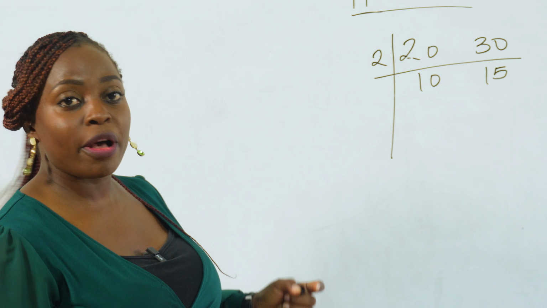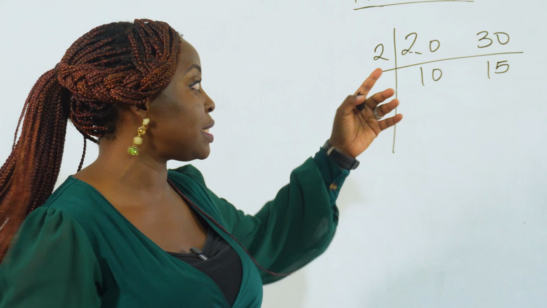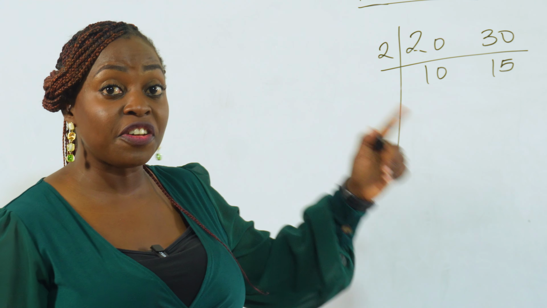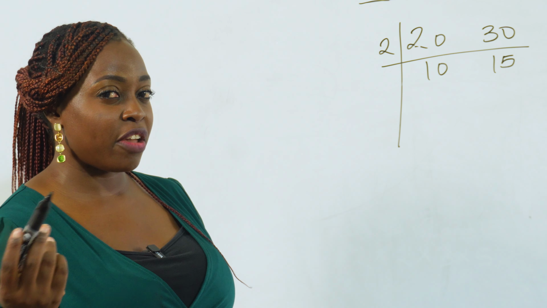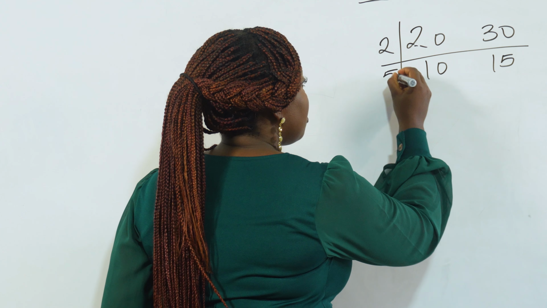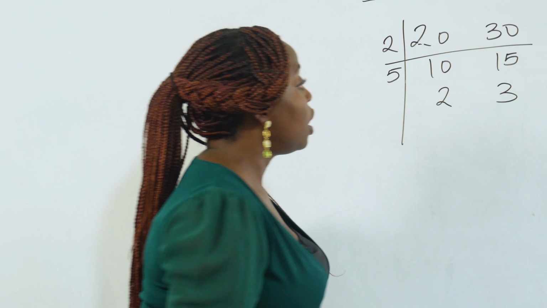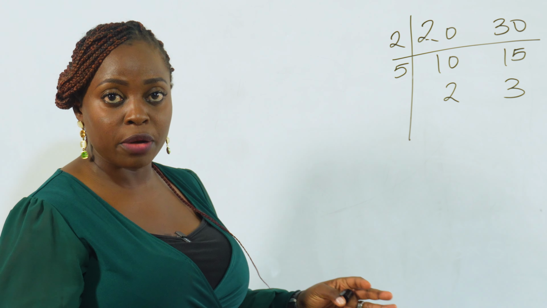Now, what is the next number that can divide both 10 and 15? Now, 2 can divide 10, but cannot divide 15 without a remainder. 3 can divide 15, but cannot divide 10 without a remainder. So we're going to try 5. 10 divided by 5 is 2. 15 divided by 5 is 3. Now, 2 and 3 cannot be divided by any number aside from 1.